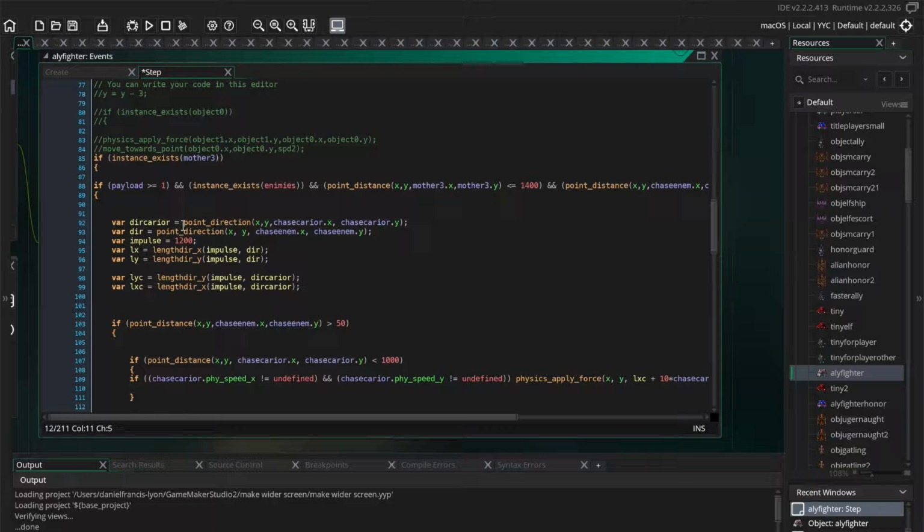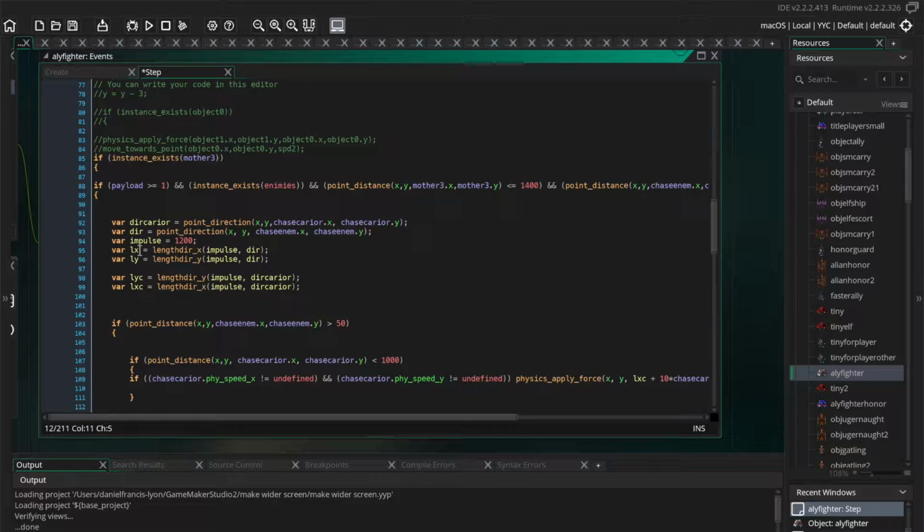then dir carrier, that's the instance nearest enemy mothership, basically. Remember, chase carrier is the nearest enemy mothership. And dir, direction, is the nearest enemy. So there's the point direction of the nearest mothership, point direction of the nearest enemy, and the impulse, and then Lx equals lengthdir_x impulse, dir, Ly equals lengthdir_y impulse, dir. Basically, lengthdir_x, lengthdir_y.